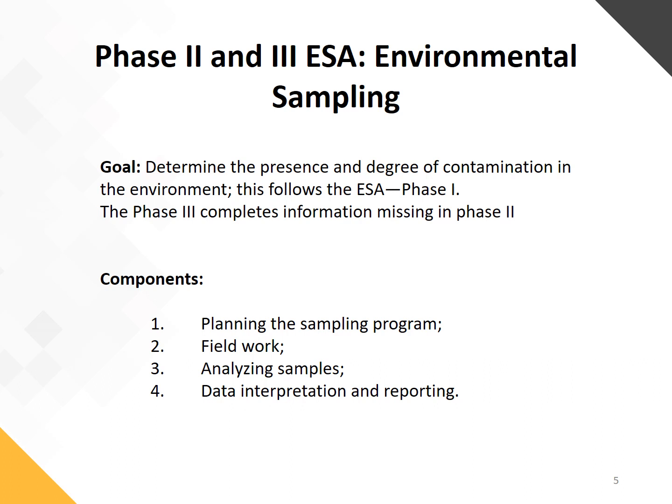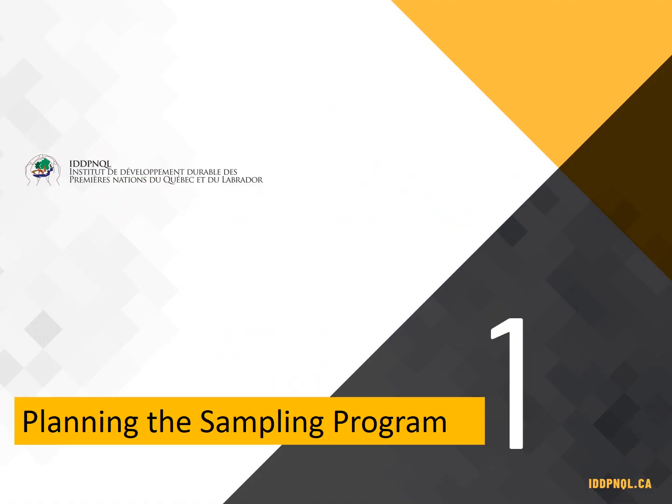So we're going to go deeper into each of these steps today to better understand the process of phase 2 and phase 3, and we're going to add to this all the environmental sampling techniques on the field that you can actually use. Chapter 1, planning the sampling program. Again, a very important step.